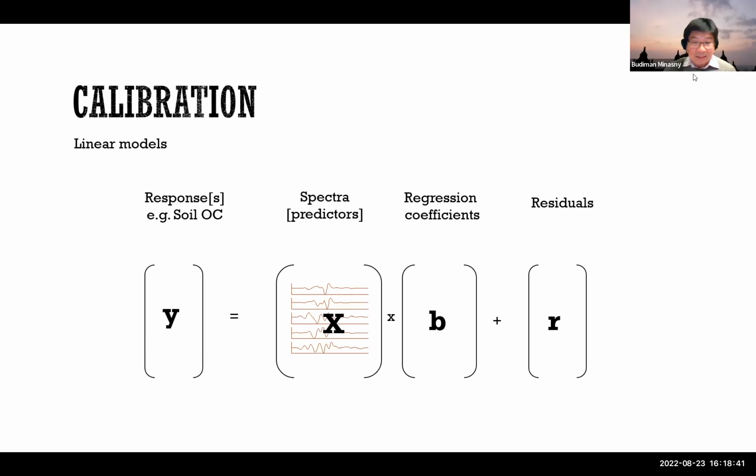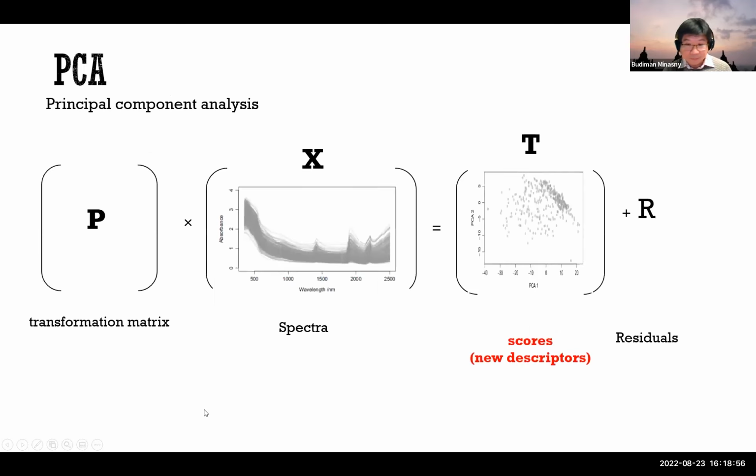In linear methods, the simple analysis is that you have the spectra as predictors, and we need to estimate the regression coefficients that, if you multiply them, will give you some responses. One simple way is to do a principal component analysis, where we transform the spectra into a smaller number of scores, so that we can relate them linearly to the variables of our interest.